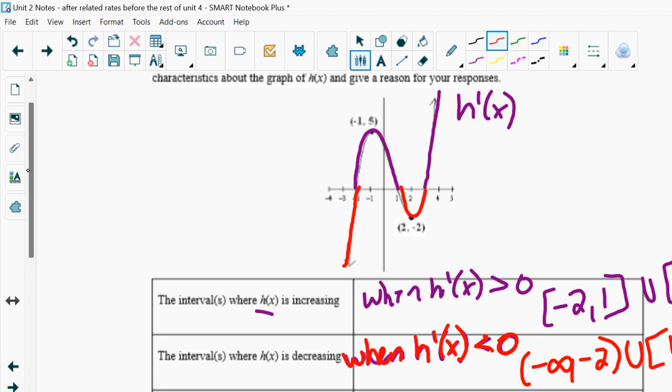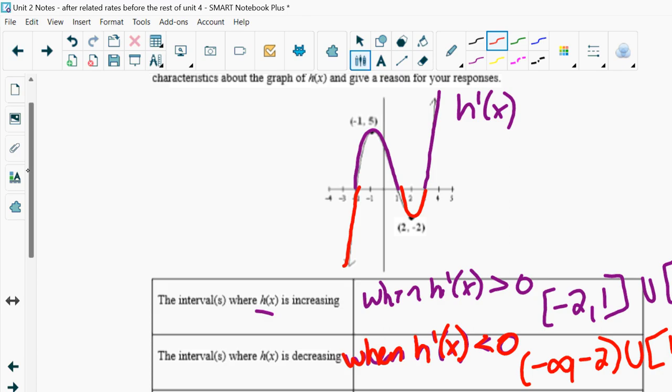All right, what about the next one? It says the values of x where h of x has a relative max. Not the derivative, this is the graph of the derivative. So remember, what happens to my derivative when my function has a relative max or min? My derivative equals what?